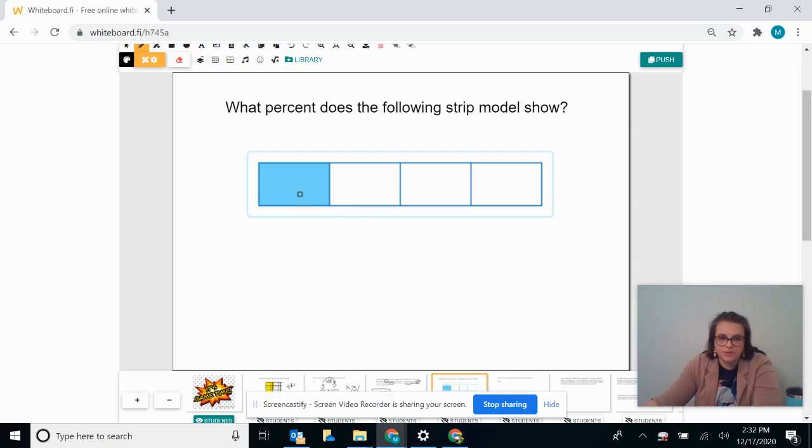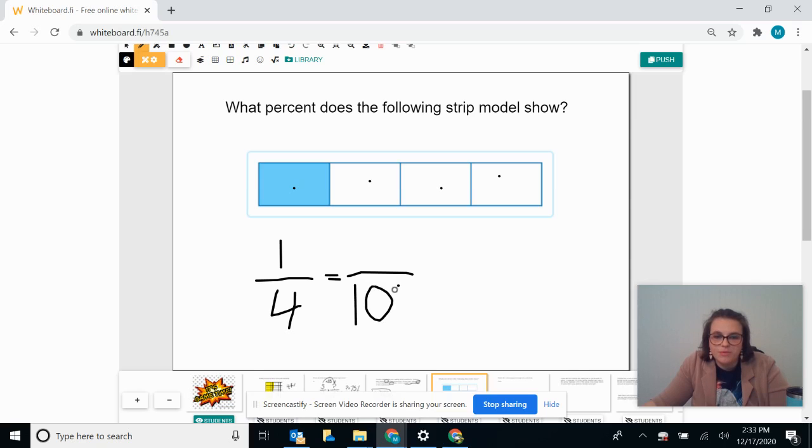Okay, so for this one, there is 1, 2, 3, 4 pieces in all, and 1 piece shaded in. So that is my fraction. But I need to find the percent now. If you know your fourths and you know how much 1/4 is as a percent already, awesome. But if you need to do some math to figure it out, what are you going to do? Make an equivalent fraction, have the denominator be 100. Is it getting boring yet?